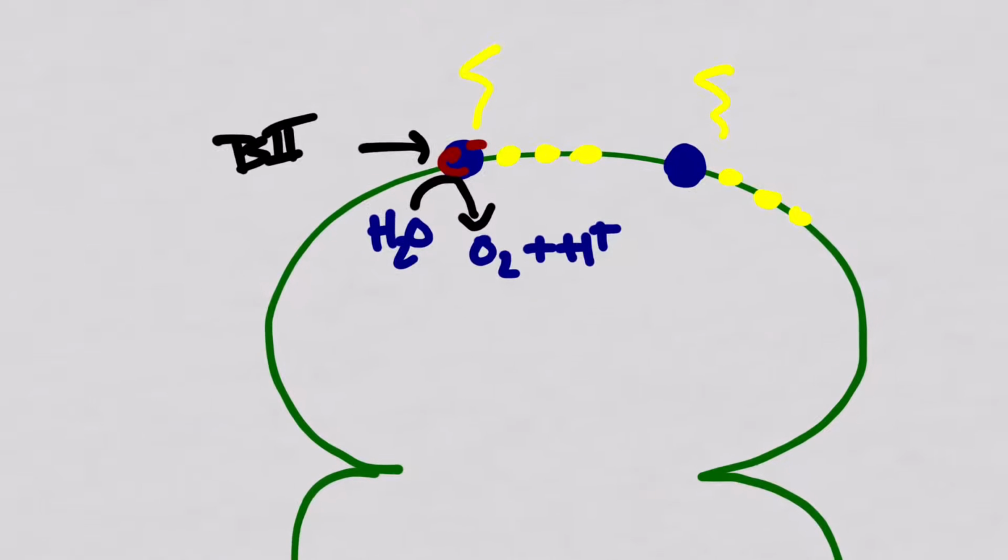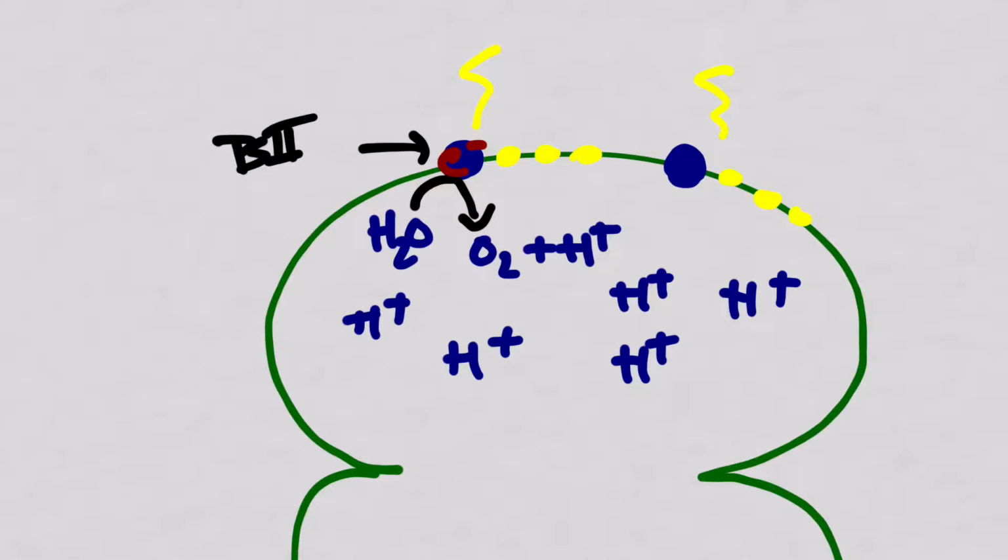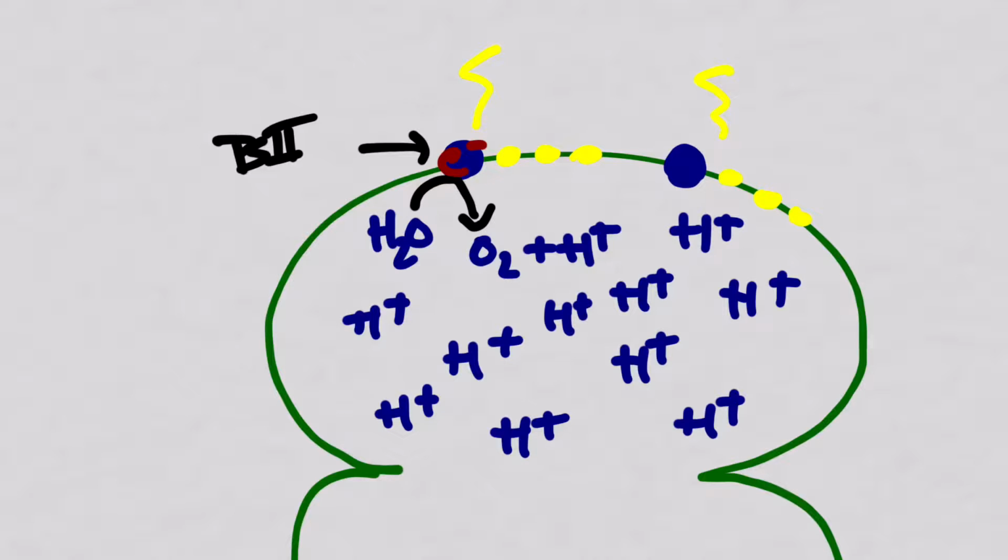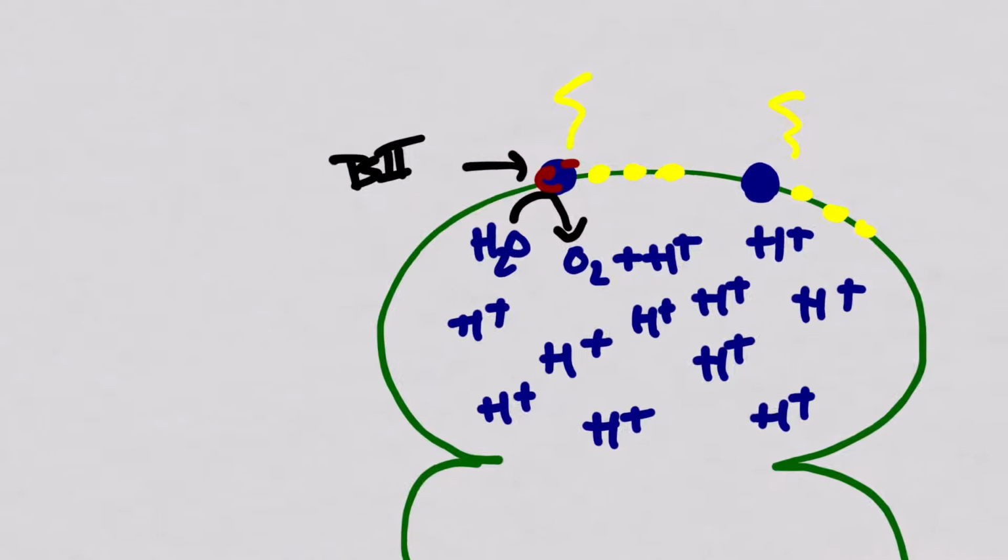But what I want to talk to you for a second about is this H+. As this system is running and running and running, we get more and more H+ building up inside our thylakoid membrane because we have this photolysis of water occurring to grab the electrons to run this thing.